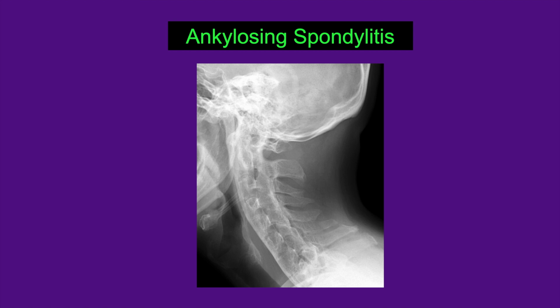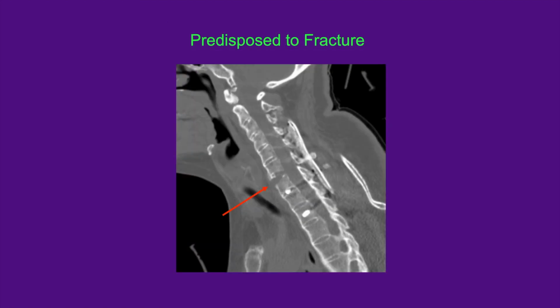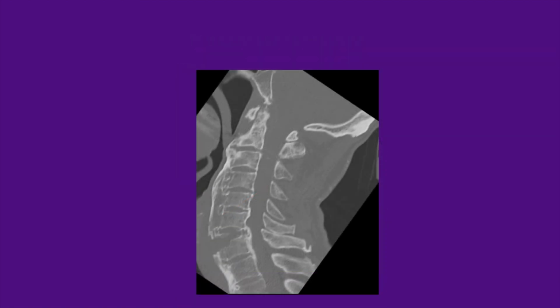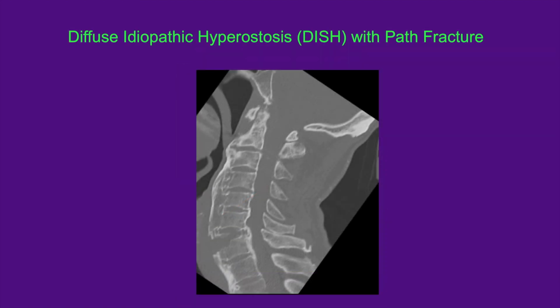Here, a patient with ankylosing spondylitis with flowing ossification along the ventral margin of multiple contiguous vertebral bodies, as well as fusion of multiple facet joints. This can predispose the patient to pathologic fracture with relatively minor trauma, as can be seen in this case here. The same can be said of diffuse idiopathic skeletal hyperostosis, or DISH, where bulkier anterior ossification also fuses the adjoining vertebra.